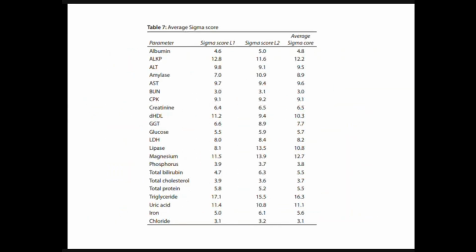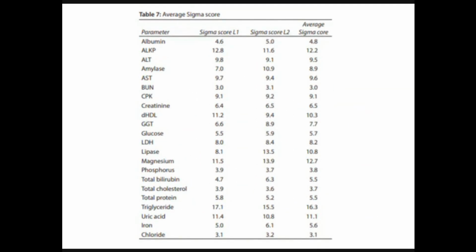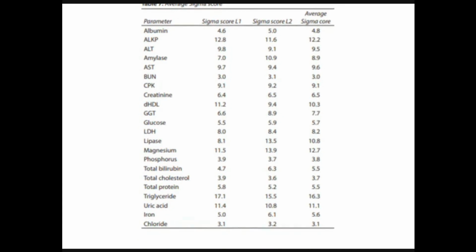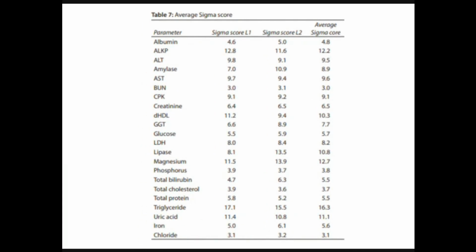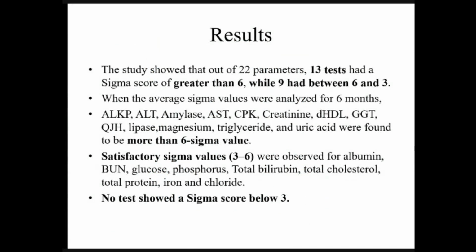Now the final table will be the average sigma score. So for the 22 parameters, sigma score L1, sigma score L2, and finally the average sigma score. Here we can see that some of the analytes are above 6 sigma, some are below 6 sigma, but all the analytes are above the 3 sigma score. So the study showed that out of the 22 parameters, 13 tests had a sigma score of greater than 6, while 9 had between 6 and 3.